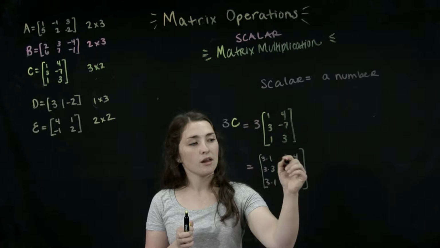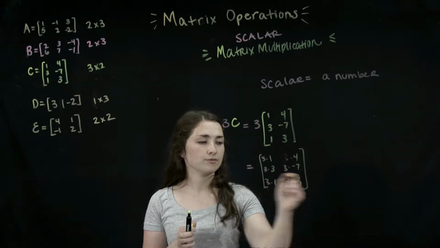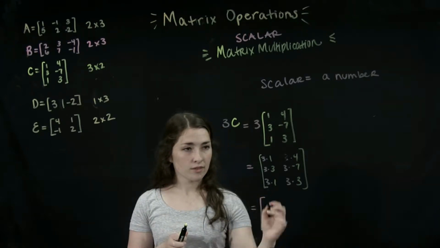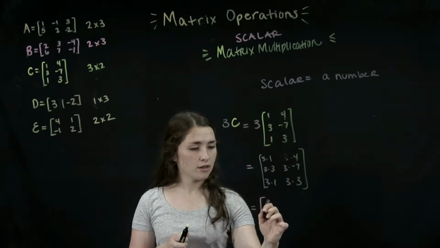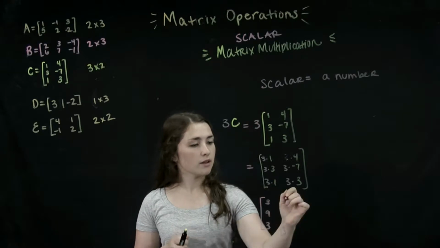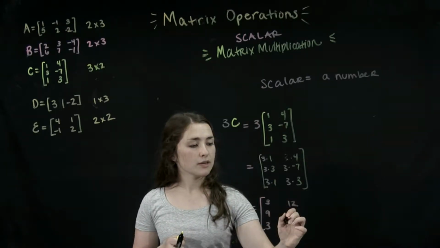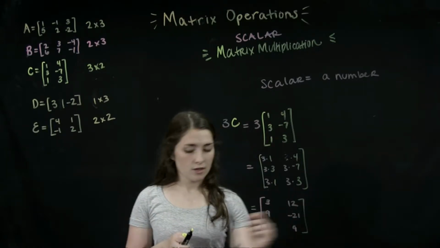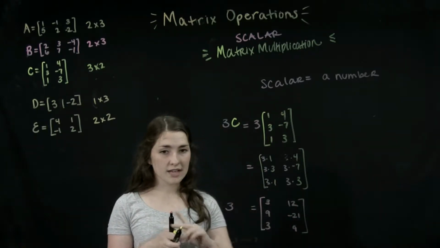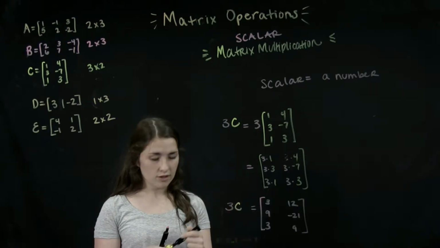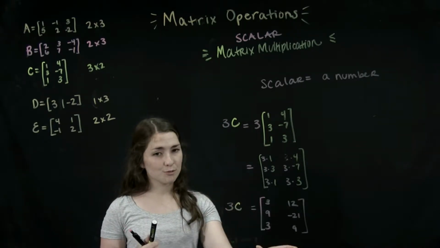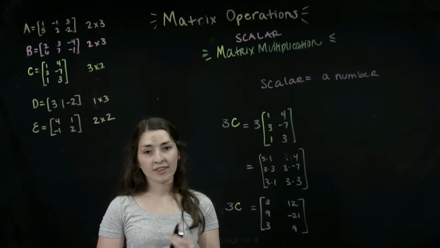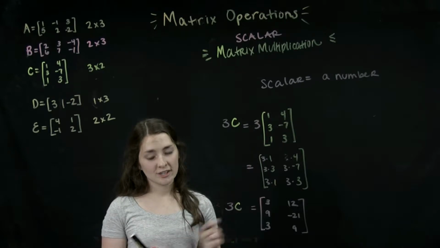So 3 times 1, and then we're going to end up with this matrix: 3 times 1, 3 times 3, 3 times 1, 3 times 4, 3 times negative 7, and 3 times 3 again. So this is what 3 times the matrix C is equal to. So you can just see that this is a scalar multiple of C, our scalar specifically being 3. So scalar matrix multiplication, easy peasy.